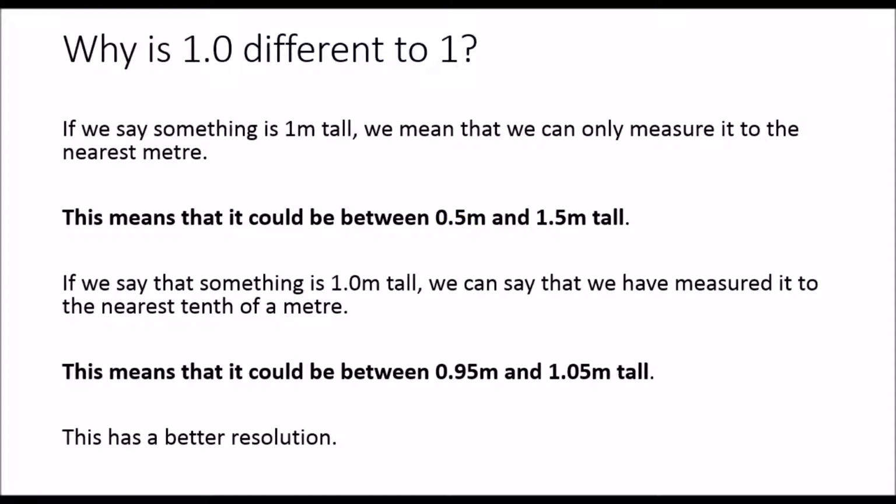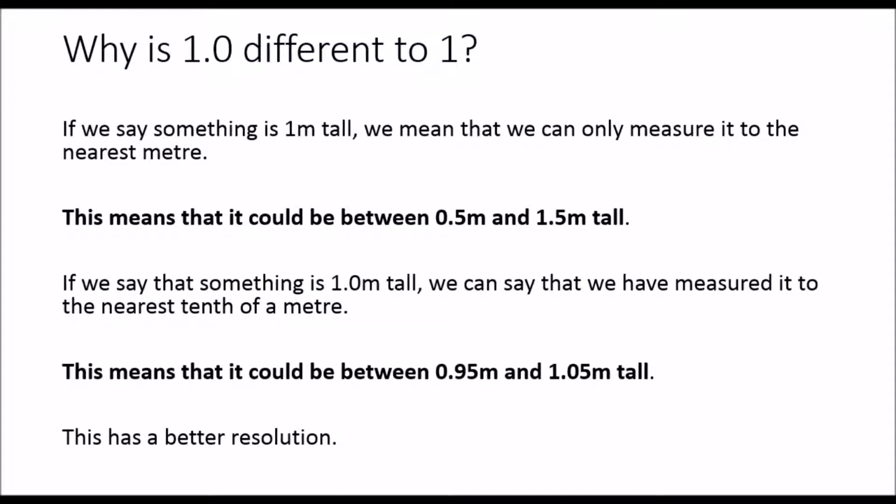Which means if you have a measuring instrument that can only measure to whole meters, you are saying that something could be between half a meter or 1.5 meters tall when you say it's a meter tall. Okay, which is a massive range, and it's not the kind of range we want in science for our resolution.